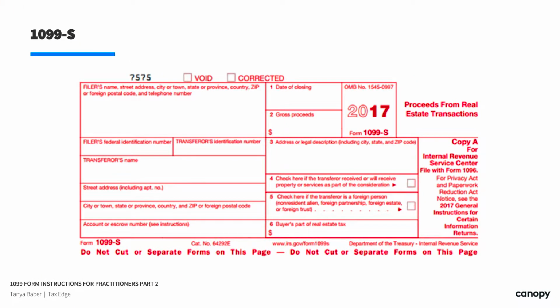So getting into that one that I hinted at a second ago, right? 1099-S. What is that thing? It says proceeds from real estate transactions. Well, what is that exactly? Generally, you're required to report a transaction that has a sale or exchange of money or debt, property, services, in any of these possible things.